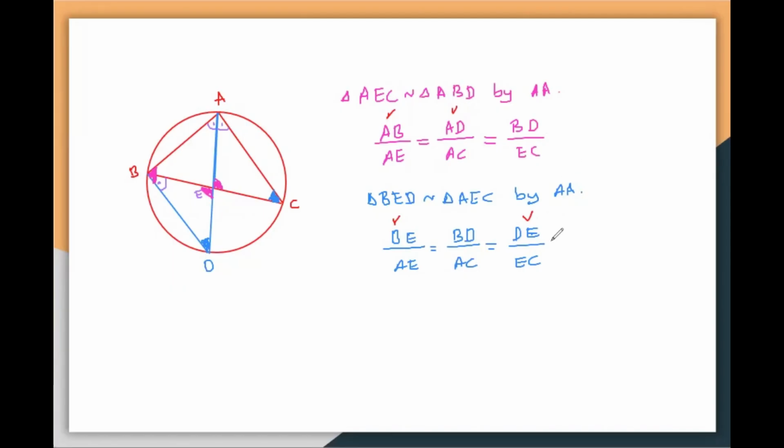So with that in mind, maybe first take this fraction and multiply crosswise. So you get BE times EC equals AE times DE. What I just did is ignore this middle part, and then this equal to this one, I just cross multiply to get this relation. And similarly with this one, if I do cross multiplication, you will get AB times AC equals AE times AD.